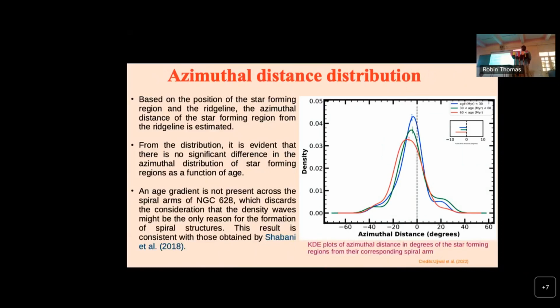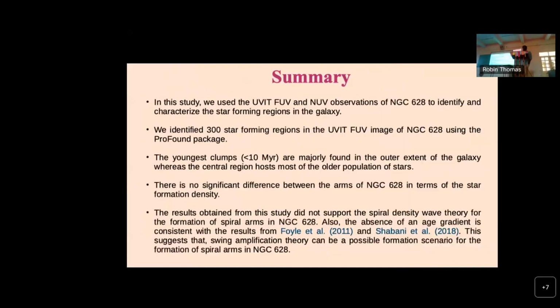For that we need a tool. That's why we use azimuthal distance distribution. Here we try to get the distribution based on age classes. I classified it into three classes: age less than 30, 30 to 60, and greater than 60. What we expect from the median value is an increasing or decreasing trend if it's a spiral density wave. But in this case, we didn't see that. So what we suggested is that the spiral density wave might not be the only reason for the formation of spiral arms in NGC 628.